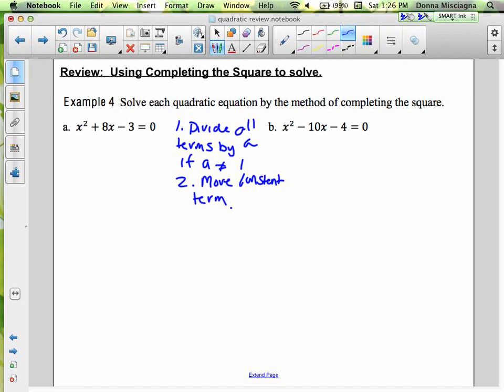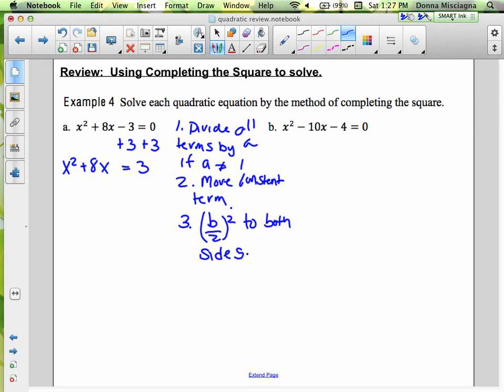All right, so we're going to add 3 to both sides, so that we have x squared plus 8x is equal to 3. Our third step, buzz, buzz, buzz: you're going to add b divided by 2 squared to both sides. You'll get sick of hearing me go buzz, buzz, buzz, and you'll remember it.